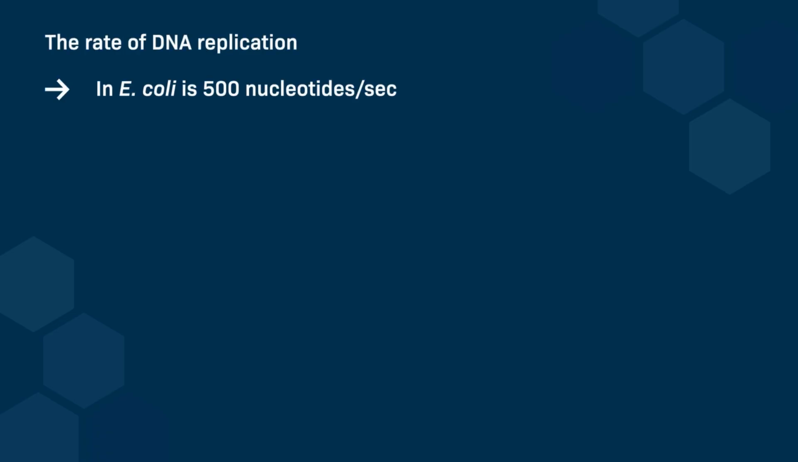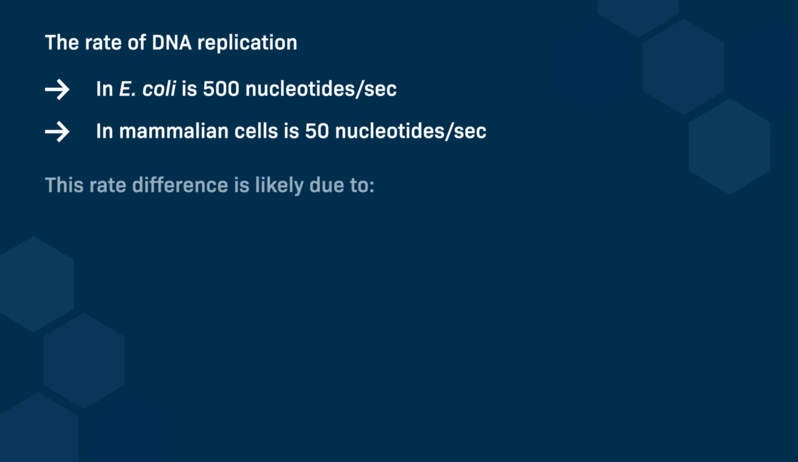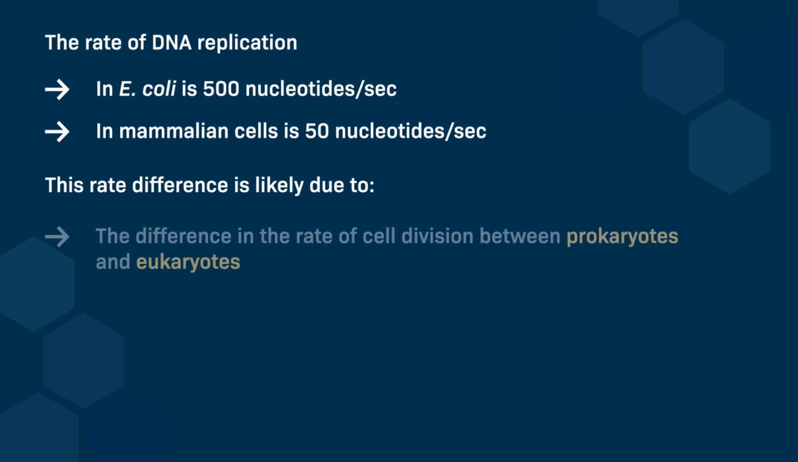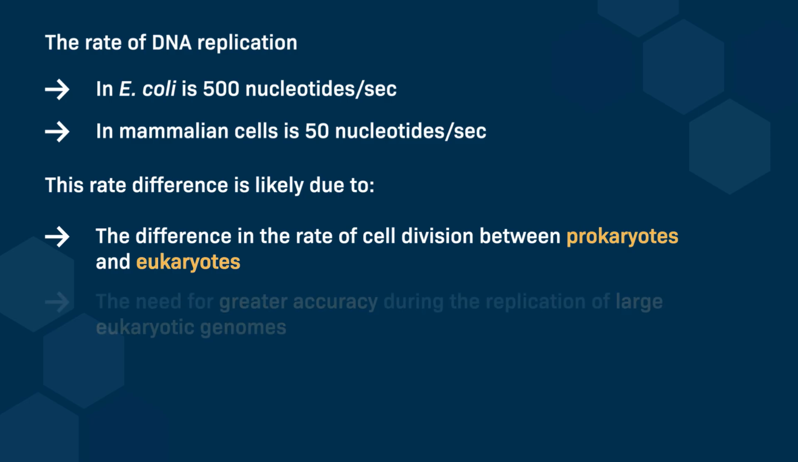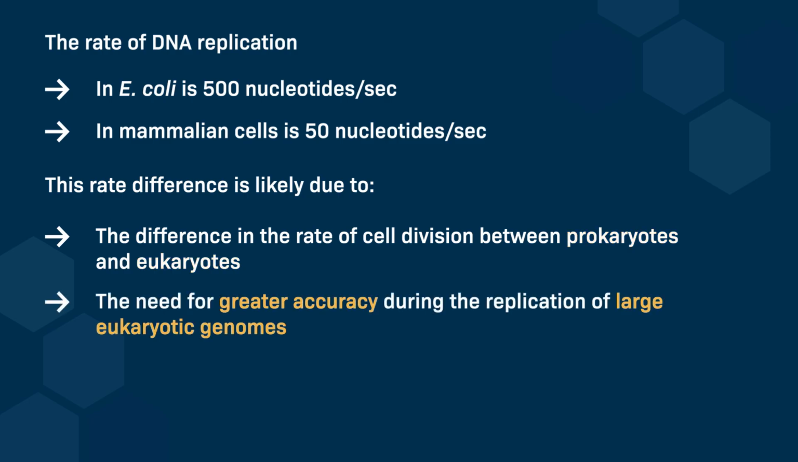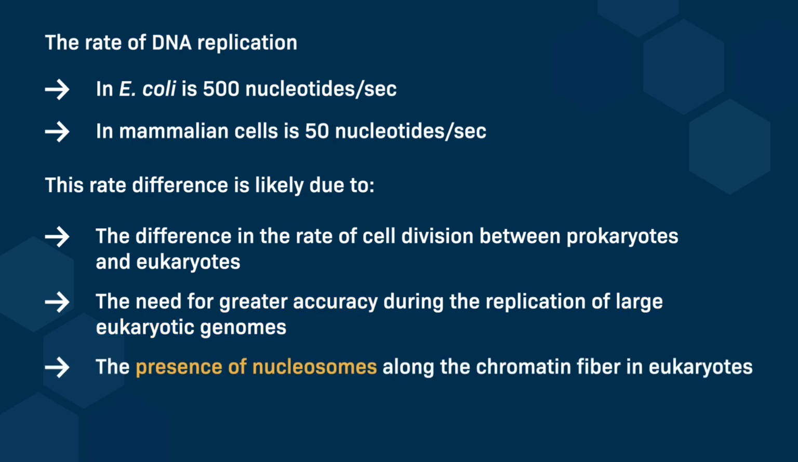In E. coli, the rate of DNA replication is 500 nucleotides per second, while in mammalian cells, it's 50 nucleotides per second. This difference in replication rates is likely due to several factors, including the varying rates of cell division between prokaryotes and eukaryotes, the necessity for greater accuracy during the replication of large eukaryotic genomes, and the presence of nucleosomes in eukaryotic chromatin fibers.